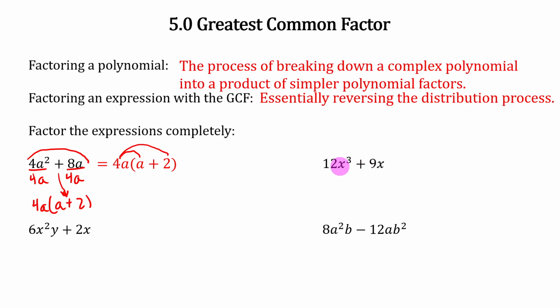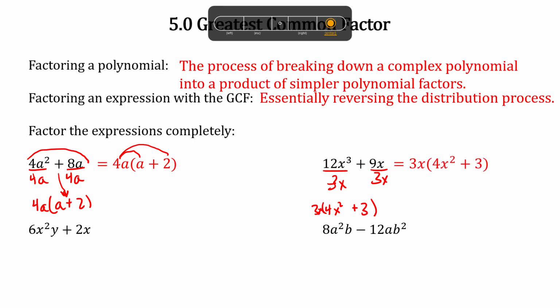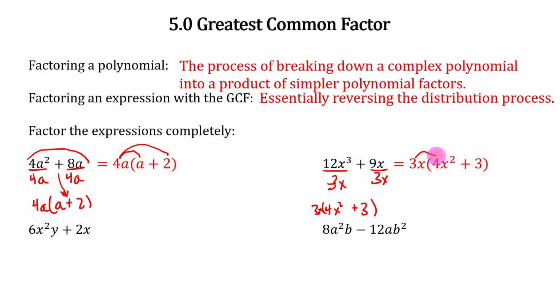We'll work one more together. What goes into both 12 and 9? 3. I've got 3 x's here, or x cubed here, and 1 x here. The most I can take out of both of them is x. So 3x goes on the outside. 12 divided by 3 is 4. X cubed divided by x is x squared. Plus 9 divided by 3 is 3. X divided by x is 1. And again, I would get 12x cubed plus 9x.